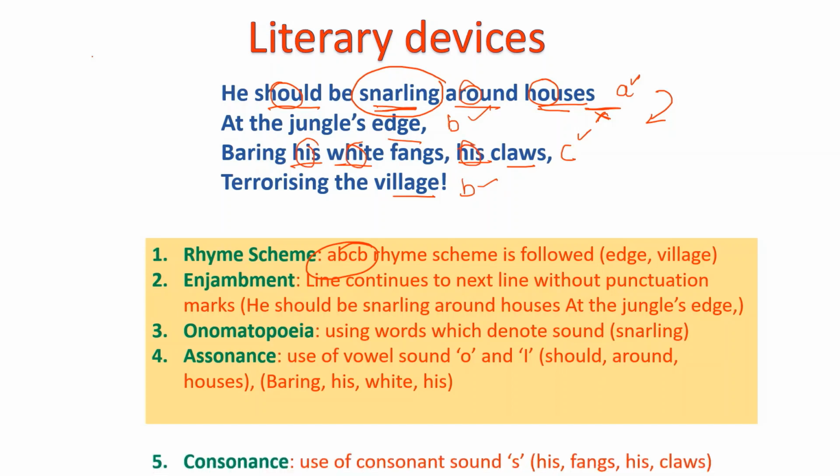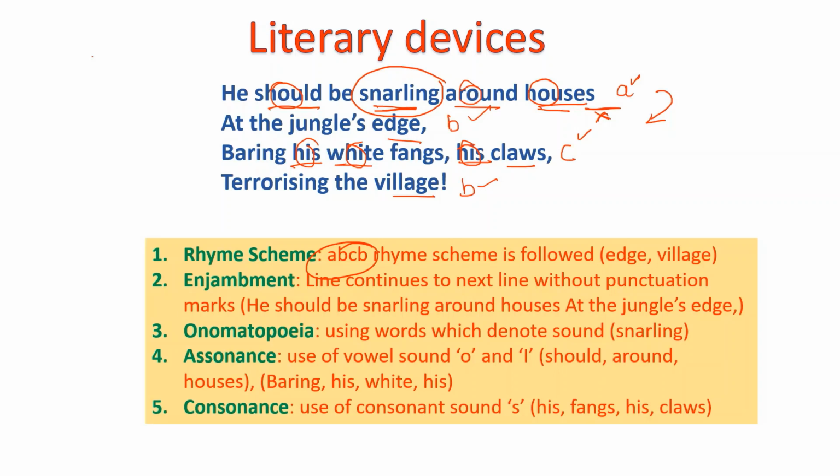Next literary device is consonance. The repetition of a consonant sound. So the consonant sound repeated over here is S. See, in these words: his, fangs, his, claws. What is the repeated sound? It is the sound of S. Repetition of S. So his, fangs, his, claws. There is a repetition of consonant sound. So this is consonance.